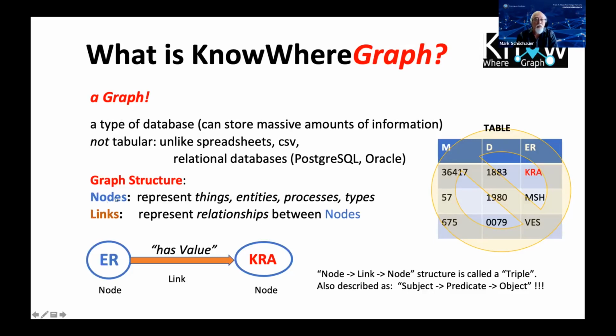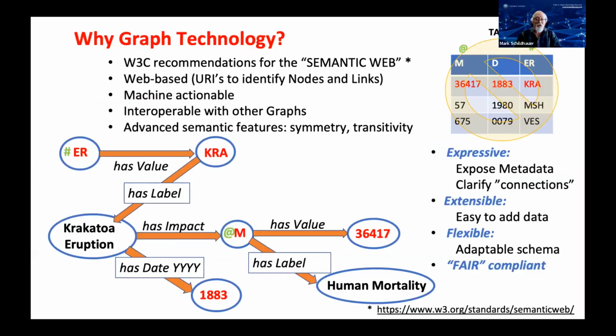And the graph structure consists of nodes and links. So here we have a node that is linked to another node. And that node link node structure is called a triple or a statement. And they also talk about it being a subject, predicate, object. So the KnowWhereGraph currently consists of over 12 billion of those triples.